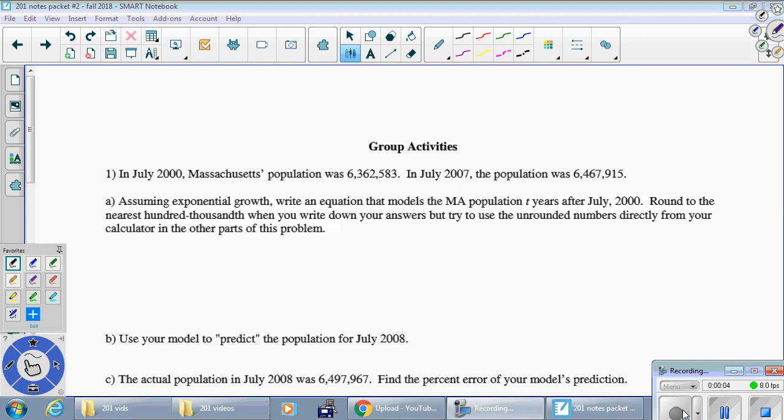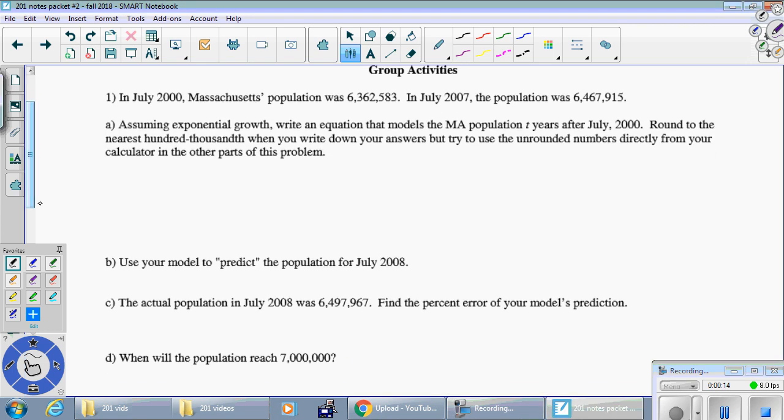Lesson 21, Activities. In July 2000, Massachusetts population was given there, and in 2007, population is a little bit bigger. Let's assume an exponential growth model and write an equation that models the population T years after July 2000. Okay, so I'm going to translate these two pieces of information into two ordered pairs.